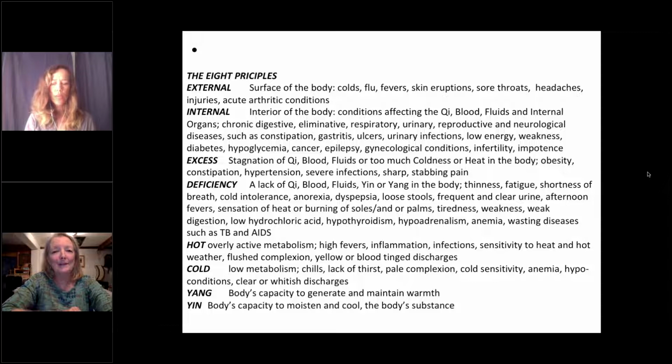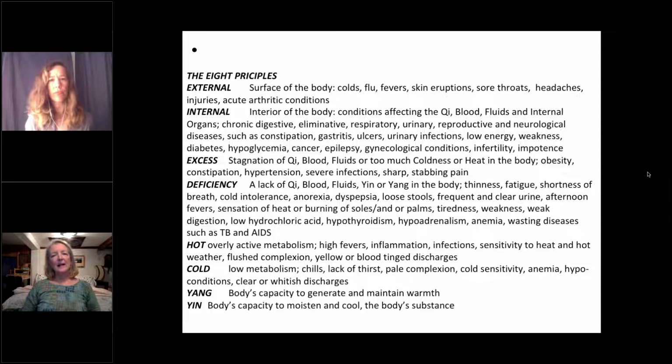Hey Lesley, can I ask you to actually expand on that? So when we're talking about the spleen and its functions, we talk about the spleen transforming and transporting, right? The way that I think about it is there's a physical aspect of transforming and transporting food and nutrients, sending it through the body, but also a more intangible aspect of transforming and transporting thoughts and ideas.